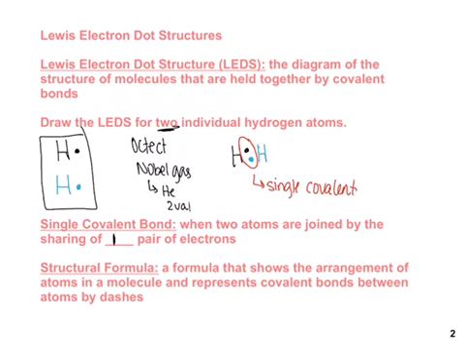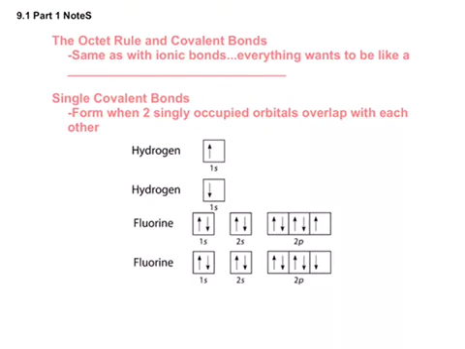We can show this in another way called the structural formula. This is a formula that shows the arrangement of atoms in a molecule and represents a covalent bond, but instead of using the dots, we use a dash. So this dash right here makes this a structural formula, where this formula, because it has the dots, is that Lewis electron dot structure. The octet rule in covalent bonds is the same as with ionic bonds. Everything wants to be like a noble gas.